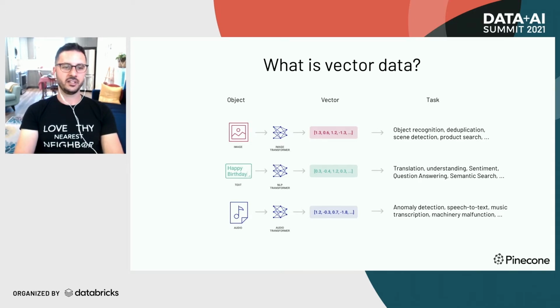This is how nowadays we deal with text. Long pieces of text are transformed with neural language processing models, with transformers and LSTMs and so on. And once we have embeddings for text, again, we translate, we understand, we pick up on the sentiment, we do question answering, semantic search, and so on. This is true also for audio and many other sources of data, including user behavior.